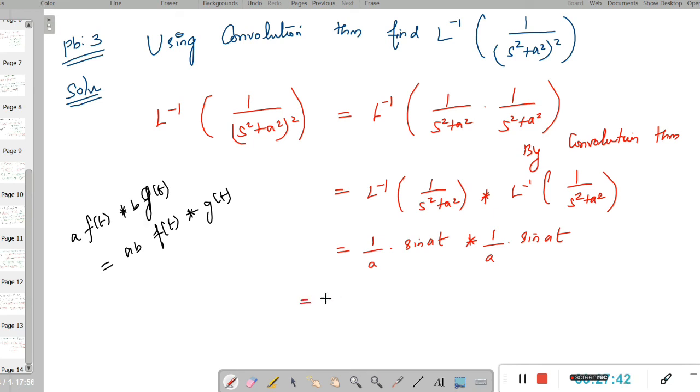Otherwise you have to use the integration. So which is equal to 1 by a square sin at convolution sin at. The product of sin at into sin at, you may get sin square at. But the convolution of sin at and sin at is not going to be sin square at. So the star is not a product. You keep in mind, it is one of the operations. So you have to apply the corresponding operation, that means convolution.